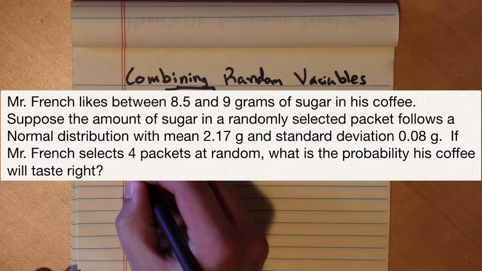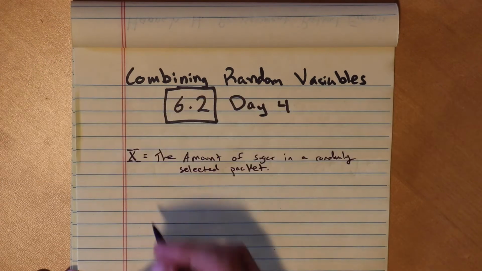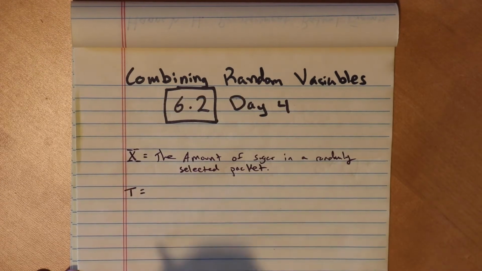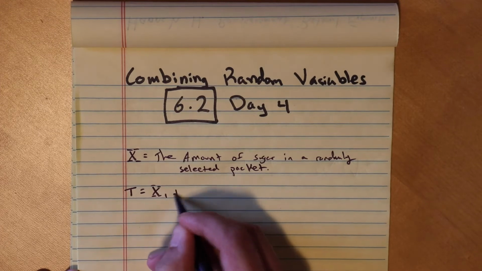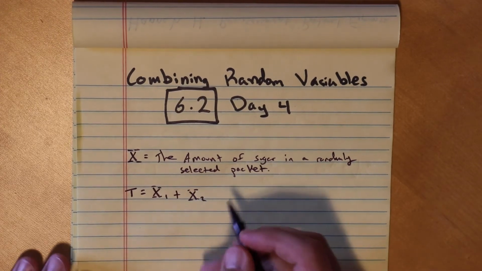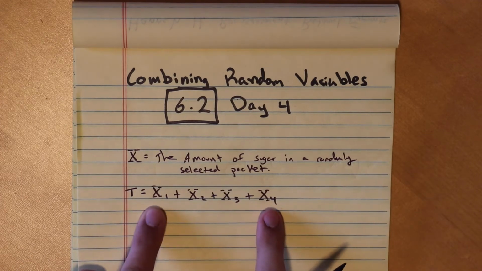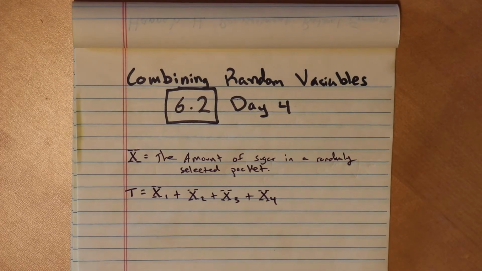We're going to let X be the amount of sugar in a randomly selected packet. Then I'm going to define T as x1 plus x2, and so on. Remember, these are capital X's. That's important. So what do you think T represents? Right, T represents the 4 packets. I'm going to put 4 packets into my coffee.